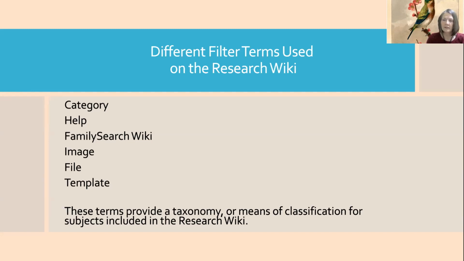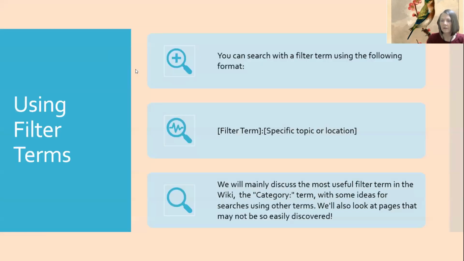Now, not all of these are all that helpful. Image, file, and template can be helpful if you're looking for a particular picture or if you're a contributor. But for the normal user, the two that are most important are the category search and the help search terms. So how do you use a filter term? You put the filter term and then a colon afterwards. You don't have to use a space. The next thing you put in is the specific topic or location you're looking for under that filter term. For example, category, colon, education opportunities.